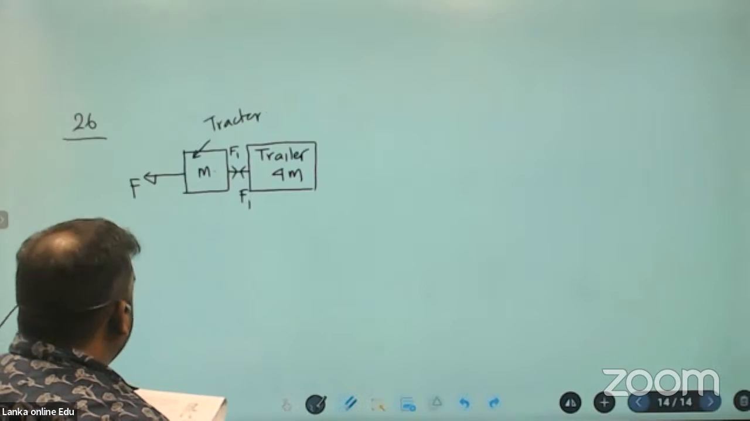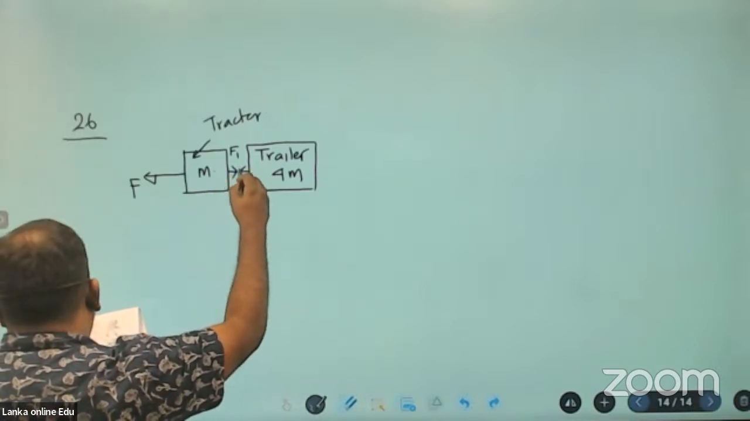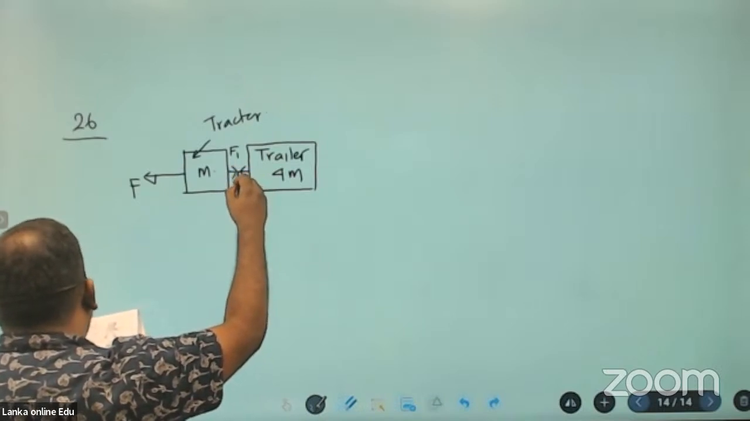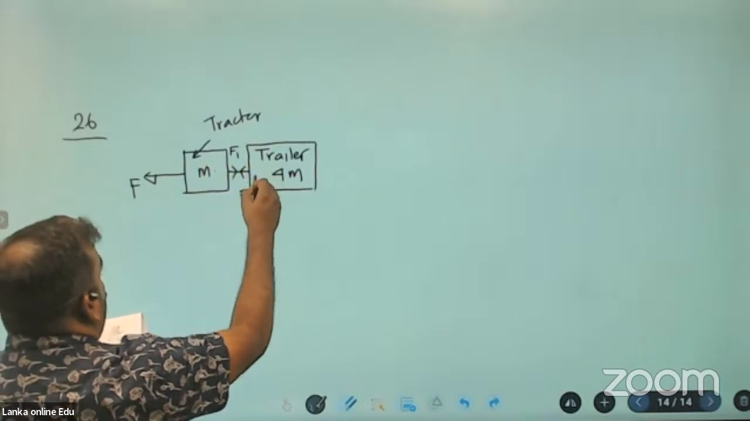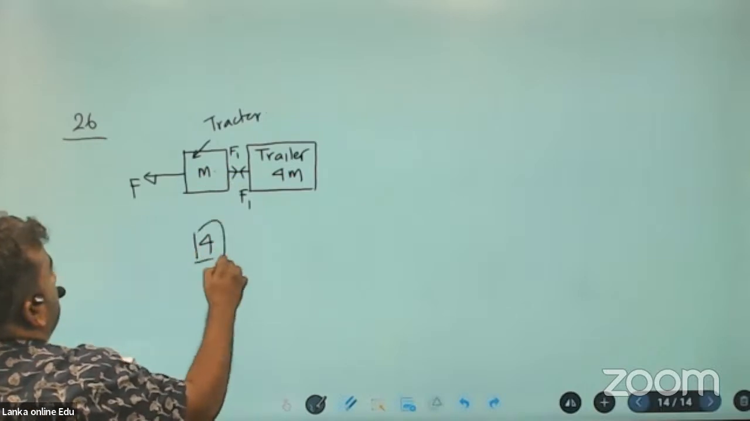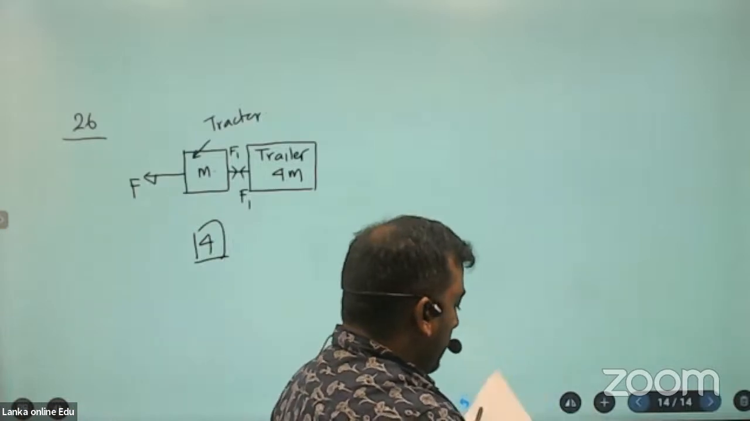What will be your answer? Every action has an equal and opposite reaction. The force on the tractor by the trailer is equal to the force on the trailer by the tractor. Answer is number 4. Newton's third law.